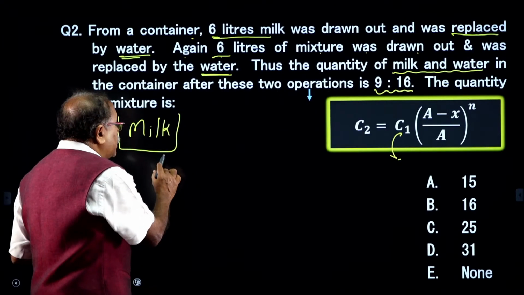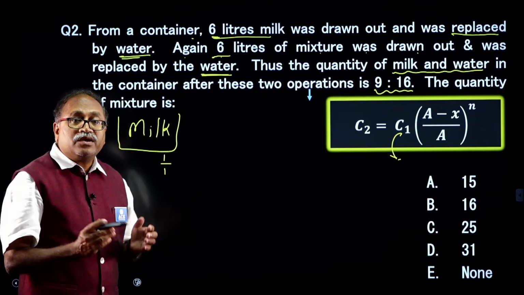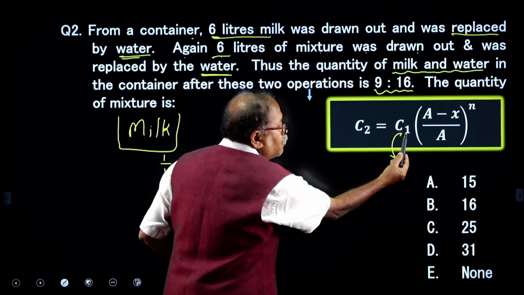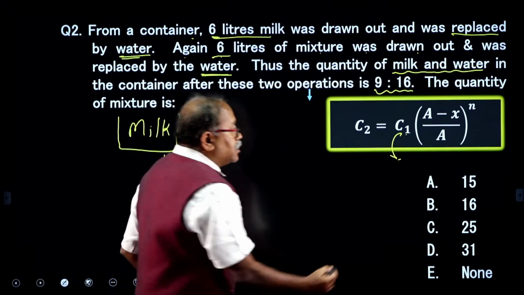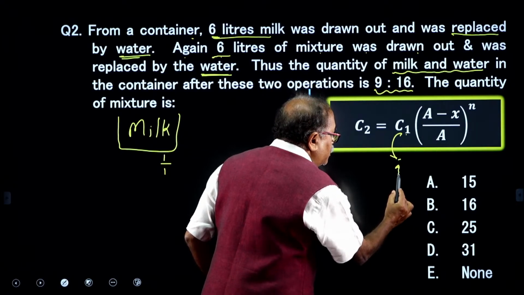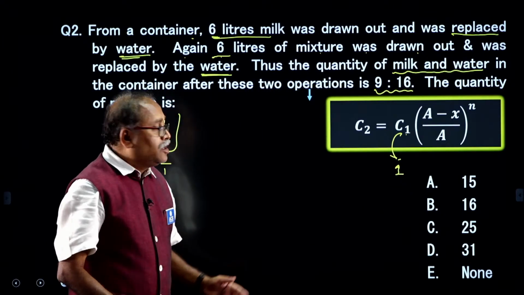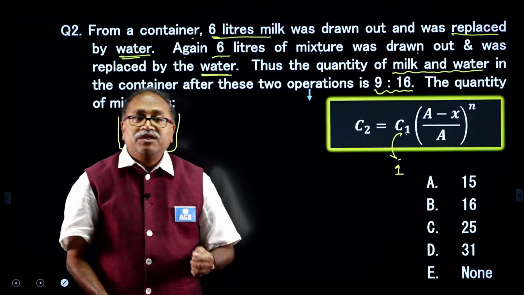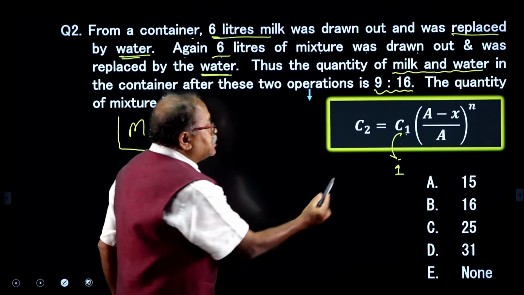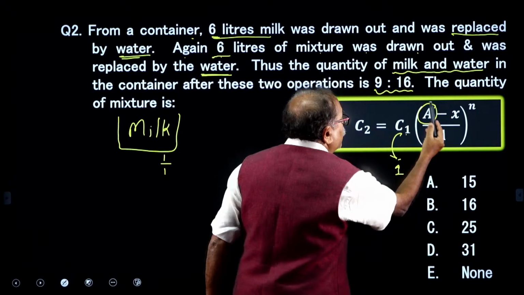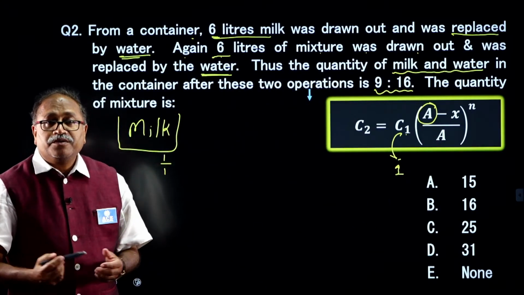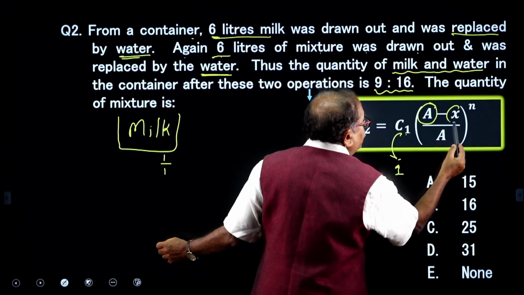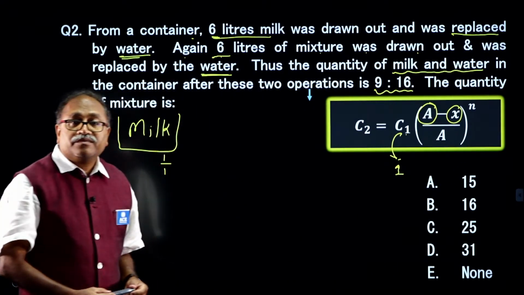So this is 1 by 1, 1 over 1, and 1 over 1 is 1. So, no need of writing 1 here. Just for the sake of explanation I am writing 1, but any number when you multiply by 1, the number remains the same. And what is A here? That is what I need to find out. And what is X here? The 6 liters you are replacing, it is X.